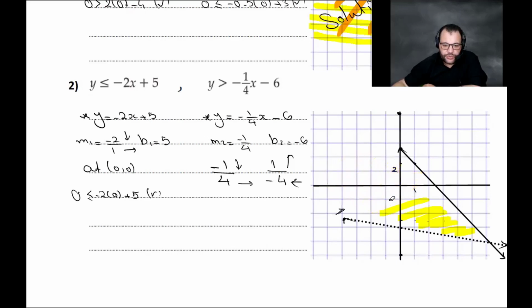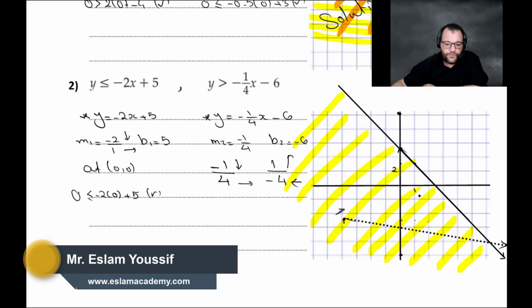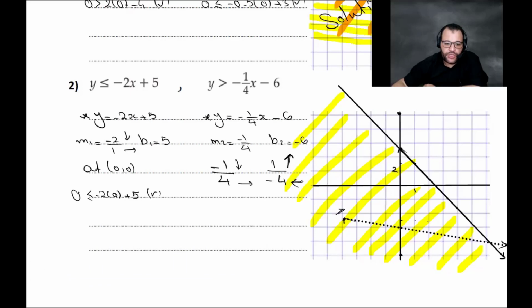Just 1 minute, I will erase all of that. Which part will be shaded? I will shade all of the parts below the line. Okay, I will shade all of that. That's the first line. For the second line, we start from -6. It's going up 1 and going to the left 4. So that is the second line.